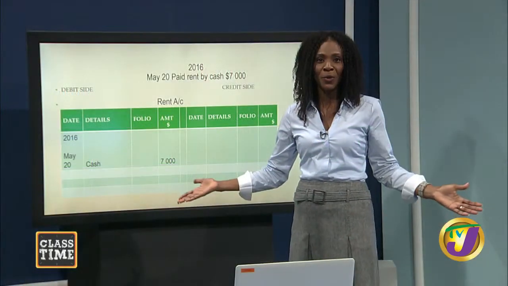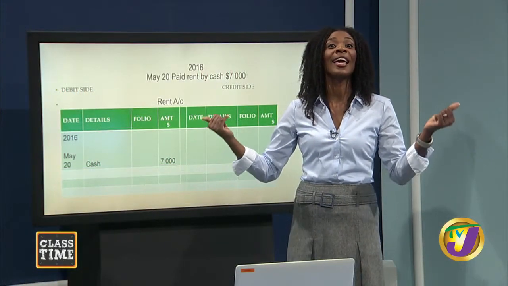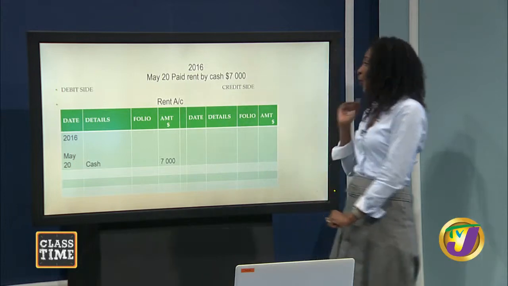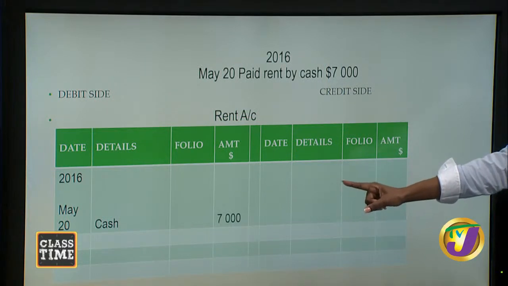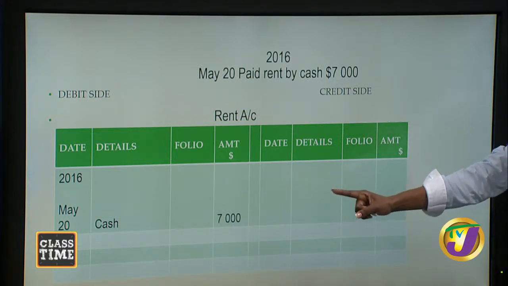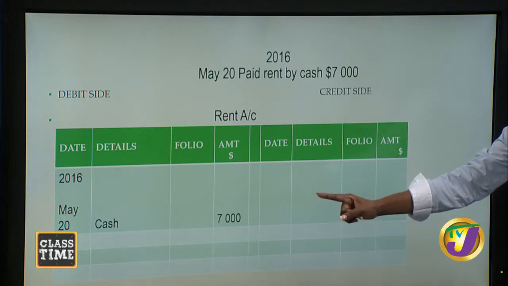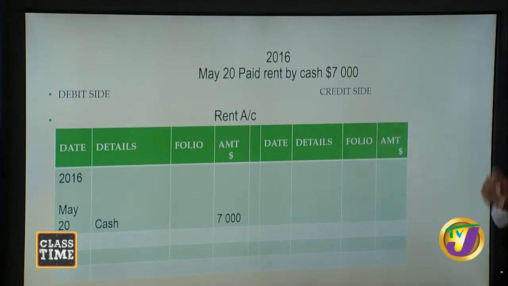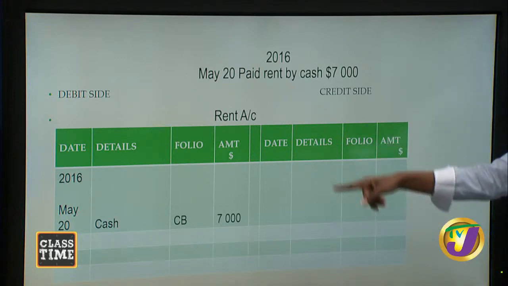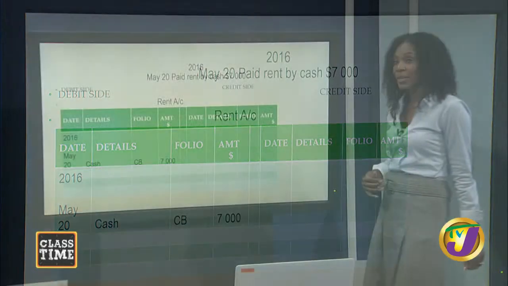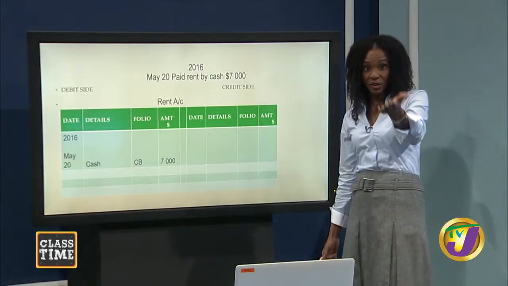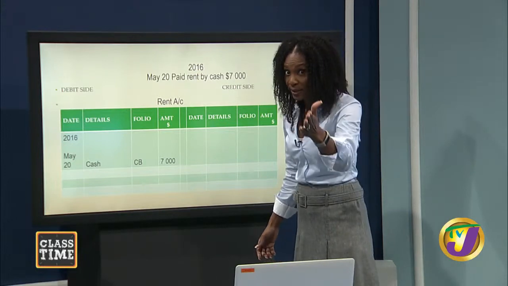Question to the class, where can we find the cash account? In the cash book. Good. So in the folio, I will enter what? Will I write out the words cash book? No. C for cash, B for bank. Sorry, B for book. You see the accounts lesson is just so sweet, I'm even making errors. So in the folio column, we're going to have CB, which represents cash book. So we've debited the rent account to show an increase in rent expense.